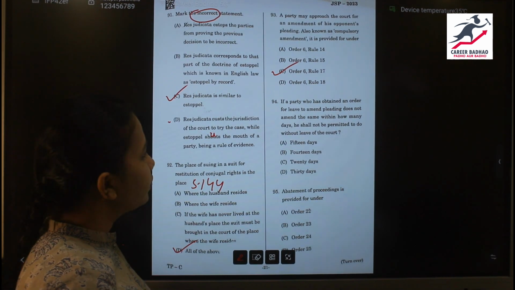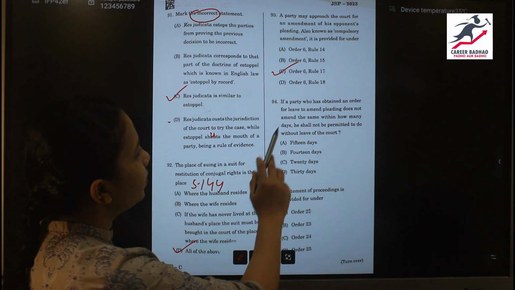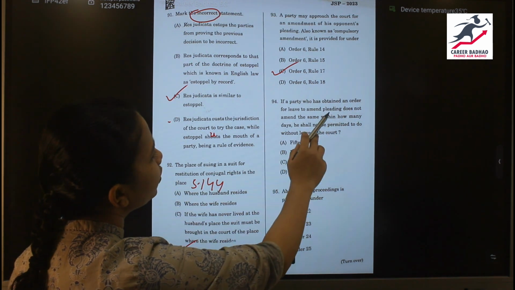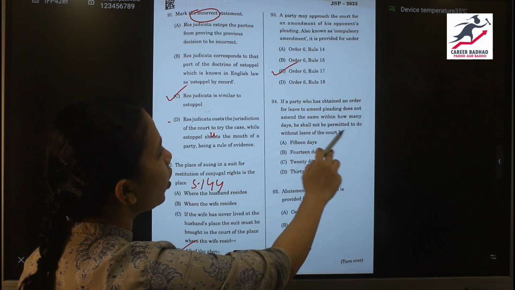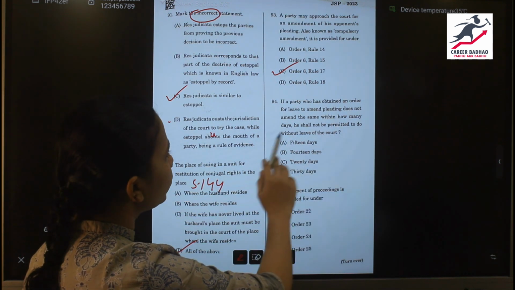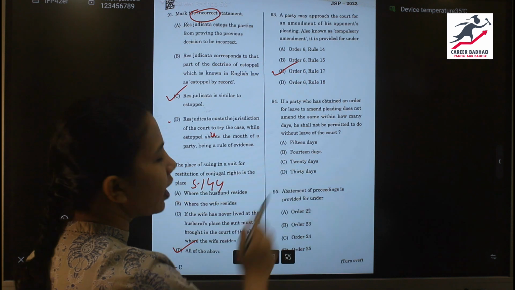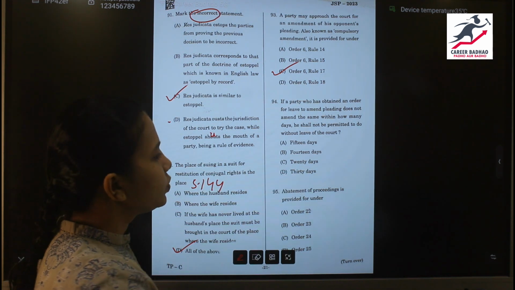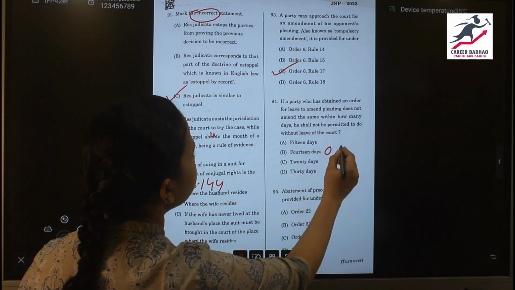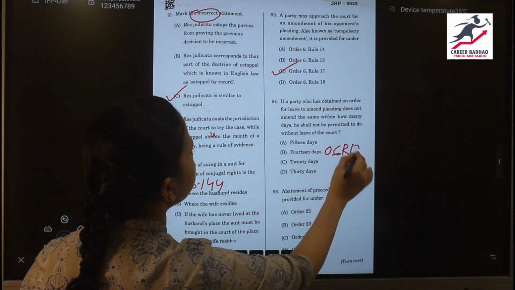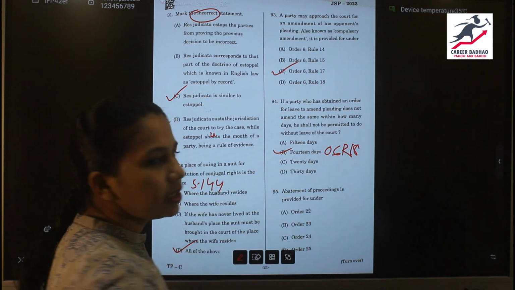Now let's start with question number 94. If a party who has obtained an order for leave to amend pleading does not amend the same within how many days, he shall not be permitted to do so without leave of the court. Options are 15 days, 14 days, 20 days or 30 days. So here it corresponds to Order 6, Rule 18. So here the correct answer is option number B, that is 14 days.